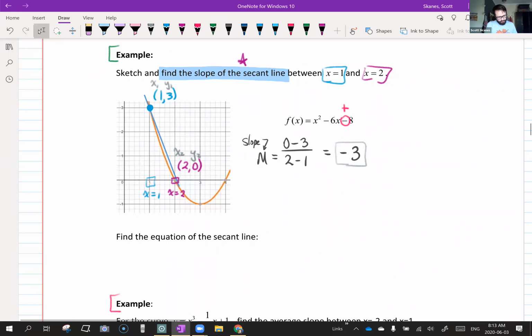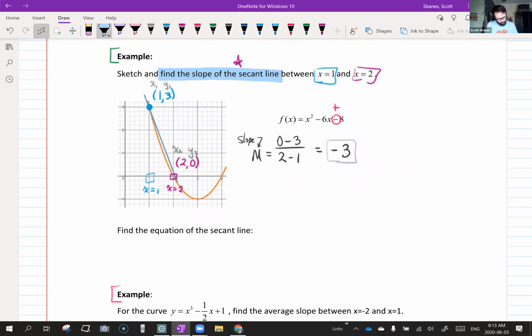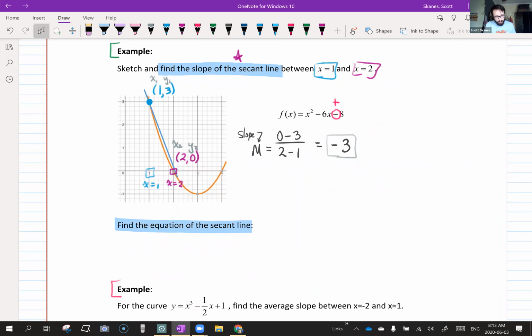So now that we have our slope, we need to find the equation of the secant line. How are we going to do that? Well, I'm going to allow you to use whatever method you want. I want you to use the slope-intercept form. You don't need to use it. Like I said, you can use whatever method you want, but I recommend you use this one. So we want the equation of the secant line. We know that our slope is -3.